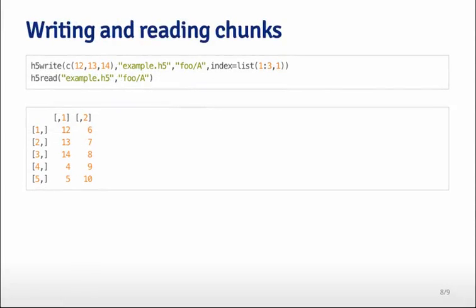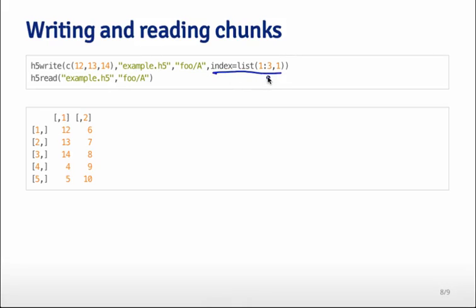Another advantage of the HDF5 file format is that you can easily read and write in chunks. So what we're going to do here is write again. We're going to use h5write, and we're going to be writing to the data set a that's inside of our file. We're going to be writing the elements 12, 13, and 14, and we want to write it to a specific part of that data set. So what we can do is give it indices.